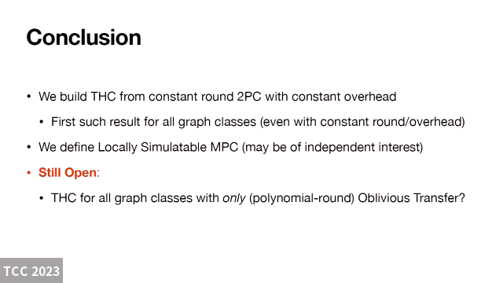But just to conclude, we build THC from constant round 2PC with constant overhead. And this is the first such result for all graph classes. And we define along the way this locally simulatable MPC notion, which might be of independent interest. Of course, still open is the question of building THC for all graph classes from general polynomial round oblivious transfer. Okay, thanks for listening.